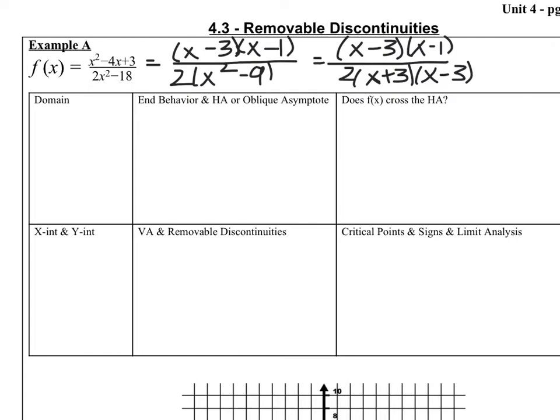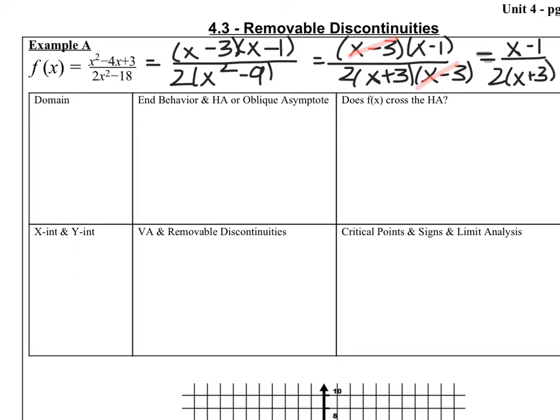Notice this time I have the same factor in the numerator and denominator. I have an x minus 3 in both. So I can take that out. That's going to be a removable, aka hole. So if I cross that out, my simplified version is going to be x minus 1 over 2 times x plus 3.